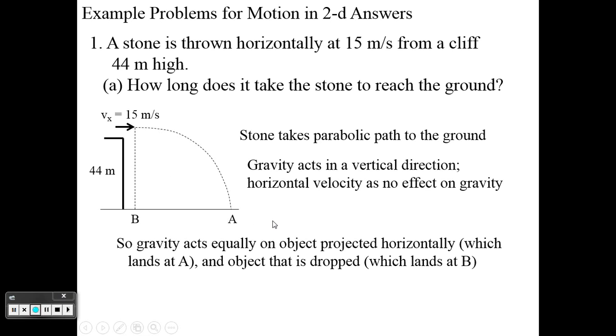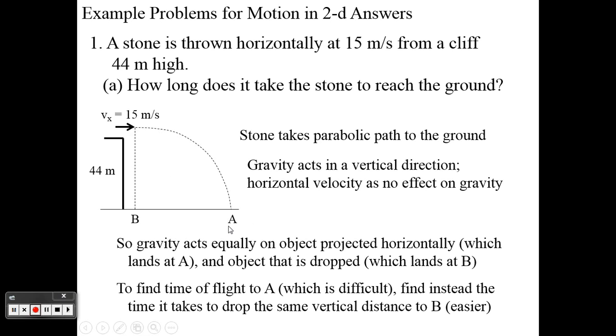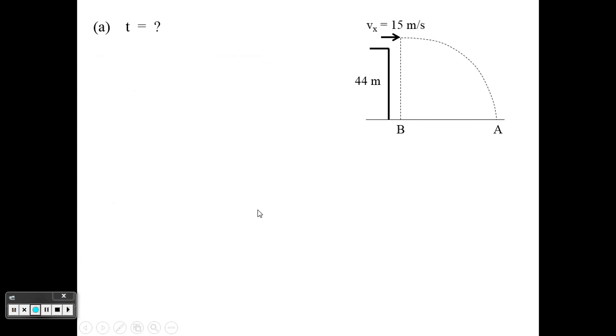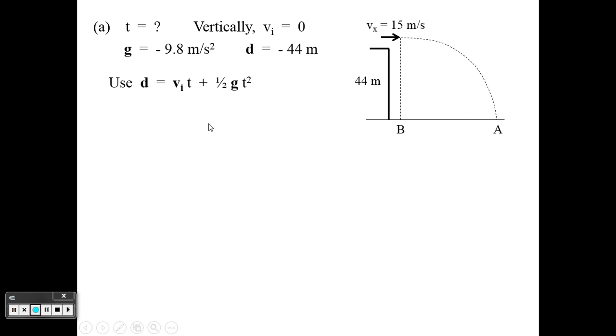Okay, so instead of finding the time of flight to here, which is hard, we can do it more easily by just finding the time it takes to drop the same vertical distance. And that's the method we are going to use. So we're going to find the time it takes to drop. Here's my data. It's going to displace itself negative 44 meters. It's going to be accelerated by gravity. And we're going to consider that the initial vertical velocity, the initial velocity being dropped, is 0. These quantities will lead us to this equation, which we are ultimately going to solve for t.